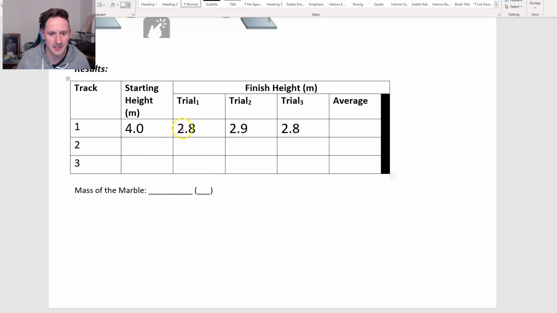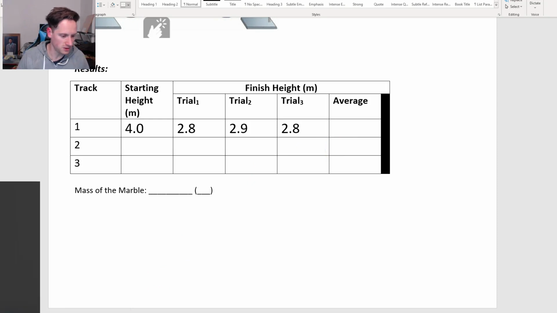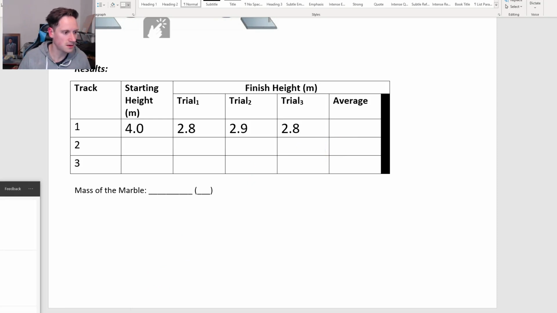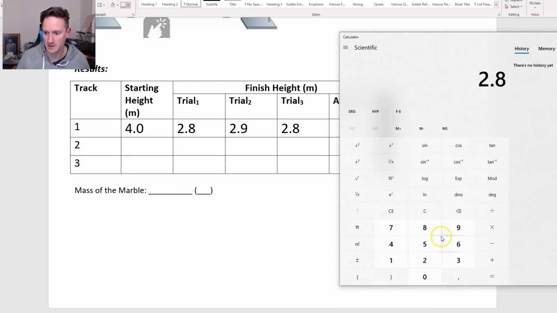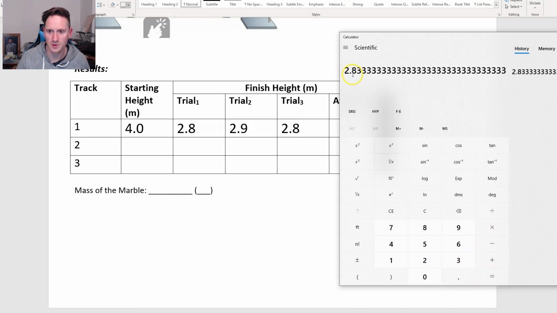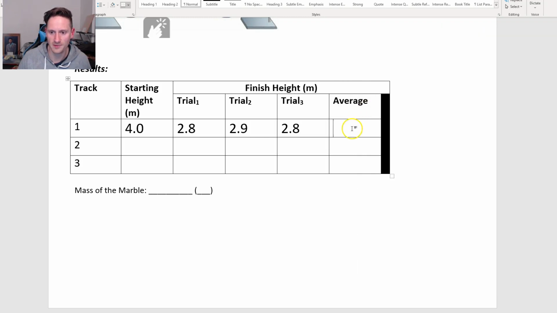Okay, let's go back to this. So trial 1, trial 2, average. To calculate an average, I'll just get my calculator. That's going to be the numbers added and then divided by 3. So that's going to be 2.83333. So I'm going to round that off to 2.83. All right. I'm happy to keep my answer to 2 decimal places and then just have that consistent going down.